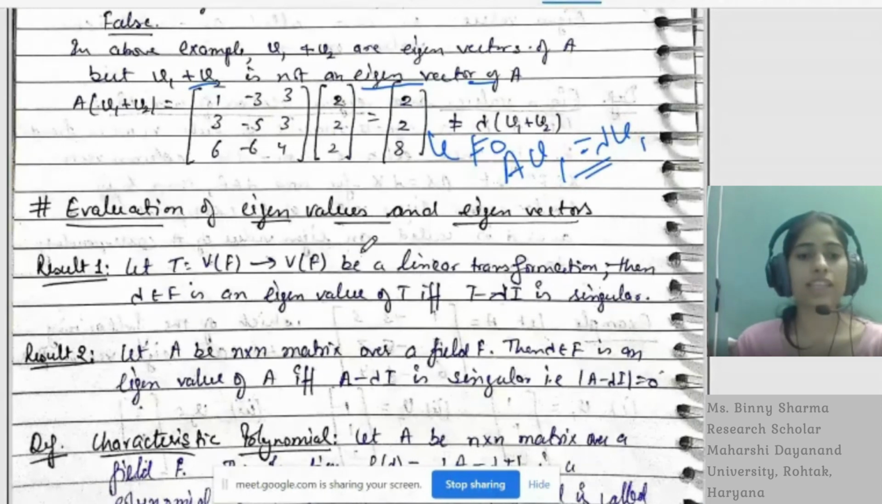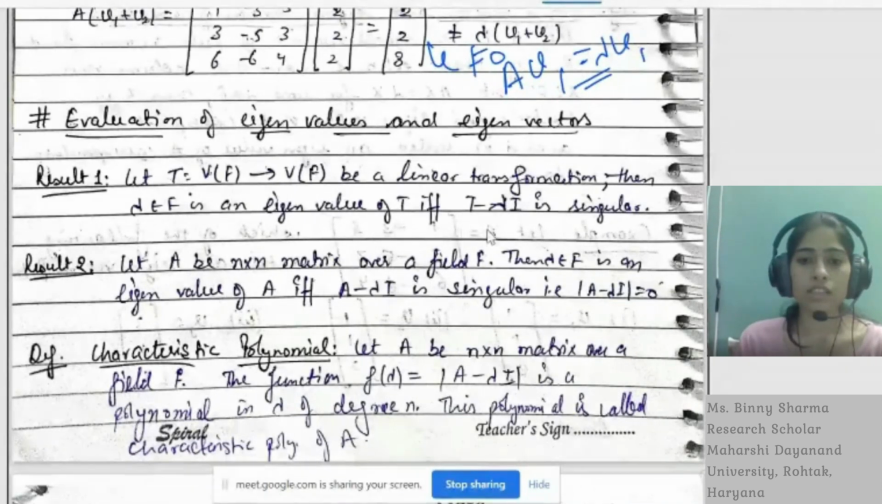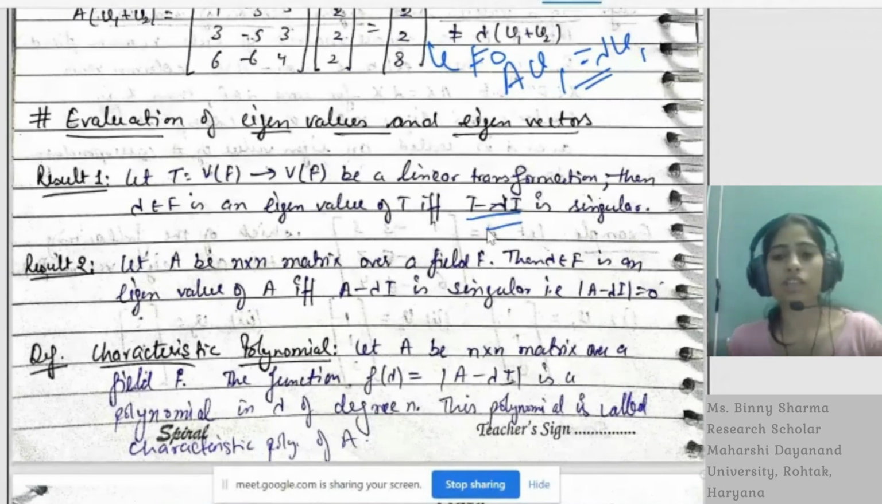The next part is the evaluation of eigenvalues and eigenvectors. How do we find eigenvalues and eigenvectors? The first one: let T be a linear transformation, then lambda belonging to field F is an eigenvalue of T if and only if T minus lambda I is singular. Here singular means we have a non-zero vector v whose image is 0.